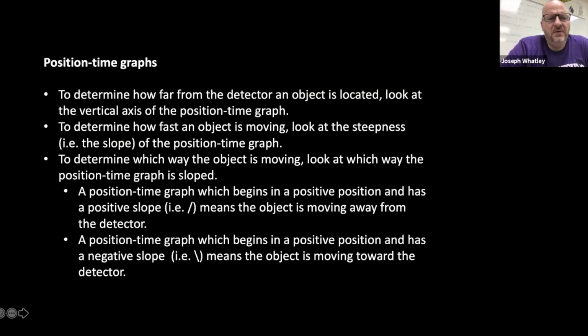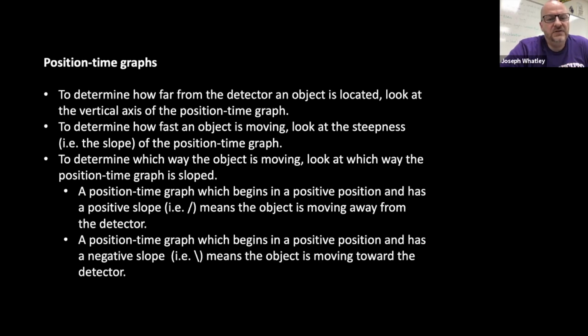So position versus time graphs, this is something we started with last class. To determine how far from the detector an object is located, look at the vertical axis of the position time graph. Now here where it's saying the detector, interchange the word detector and origin. The person that originally wrote these did everything based on a lab. So it was all about approaching a detector or moving away from a detector. But just know that we can also go behind a detector because we can go behind an origin. So to determine how far from the detector an object is located or how far from the origin an object is located, look at the vertical axis of the position time graph.